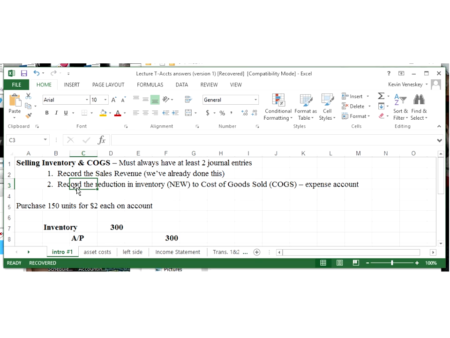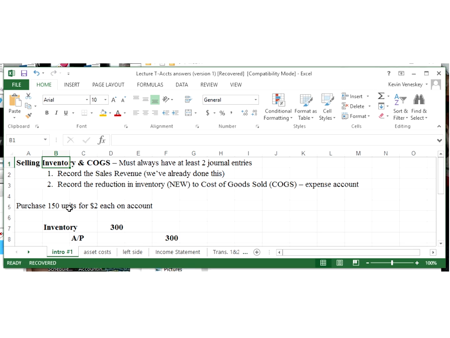The second entry, the new entry that we haven't done yet, that will involve some new accounts, is called removing the inventory off of our books. Because when we buy the inventory initially, we put that on our books as an asset. For example, look at my first example here.